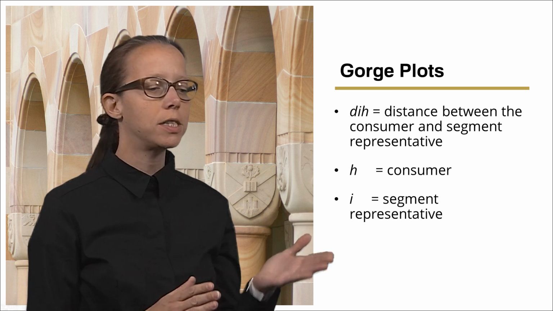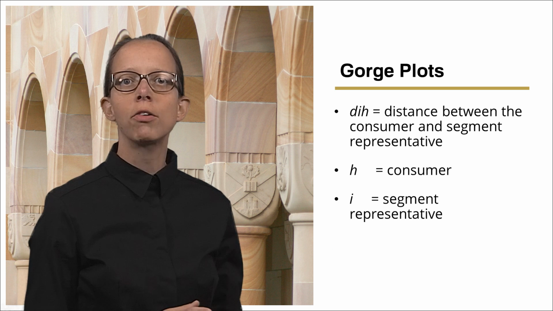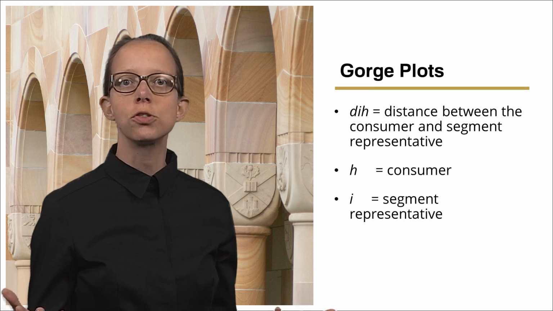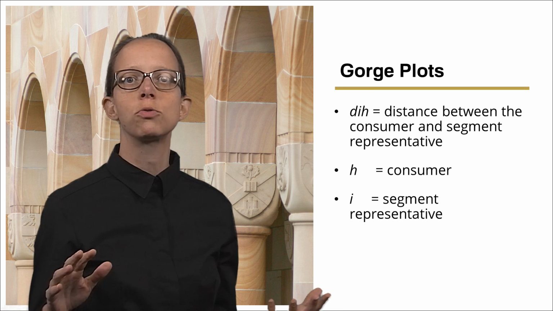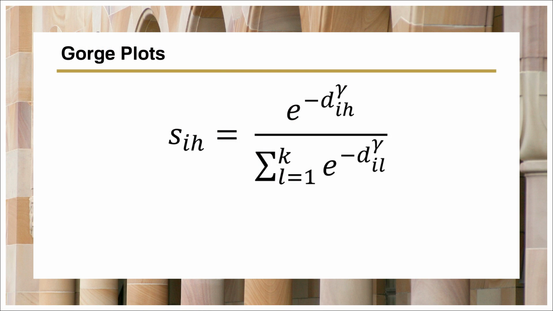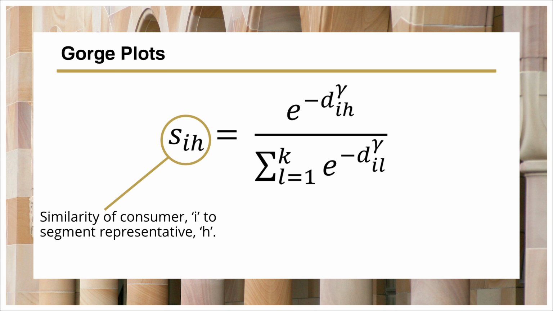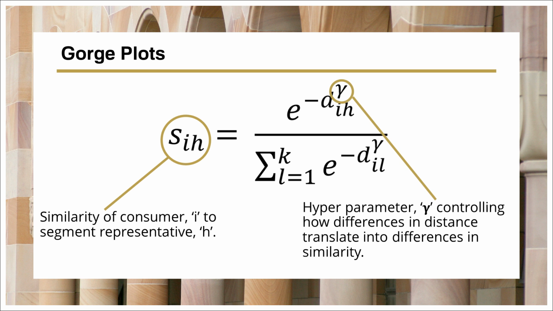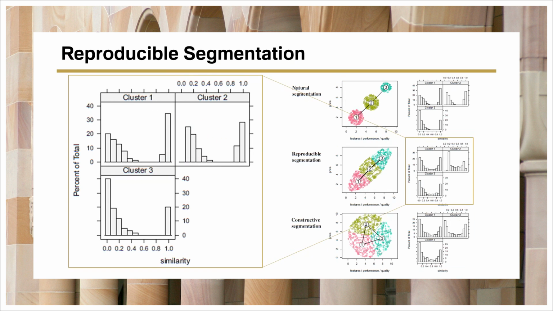Similarities are always between 0 and 1. Similarities also add up to 1 for each consumer across all segment representatives or centroids. The equation you see here illustrates how the similarity of a consumer i to the segment representative h is calculated. The hyperparameter gamma controls how differences in distance translate into differences in similarity. The parameter gamma can be specified by the user in the R implementation.